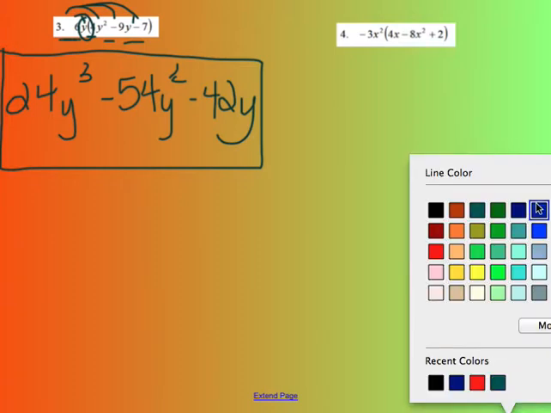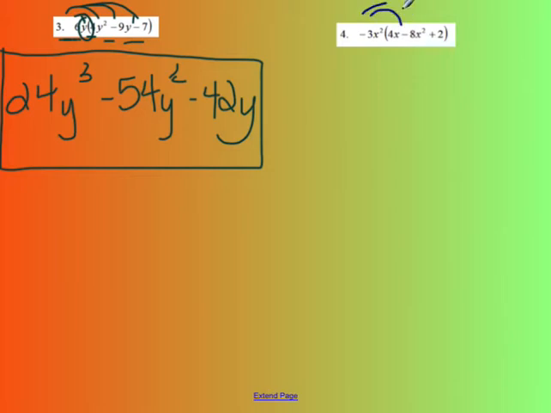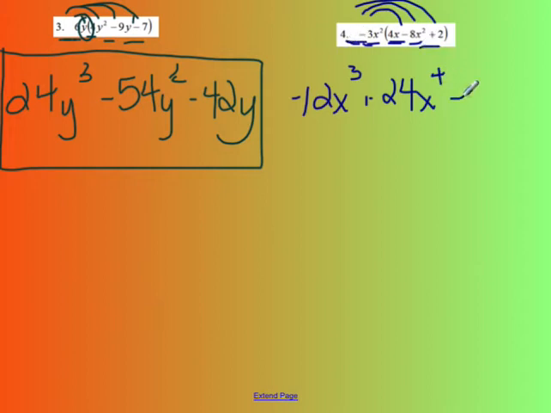Next, let's take a look at number 4. For number 4, we want to take that -3x squared and distribute it into each thing. So -3 times 4 is going to give me -12. x squared times x to the 1st: I add those exponents and get x cubed. -3 times -8 is a positive 24. And then x squared times x squared is going to give me x to the 4th. Remember, you're multiplying coefficients and adding exponents. -3 times 2 is -6, and then you'll have x squared.